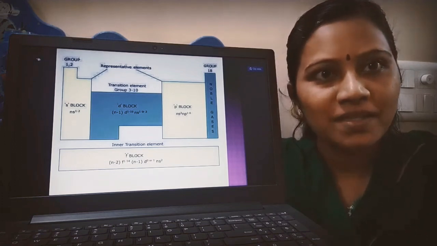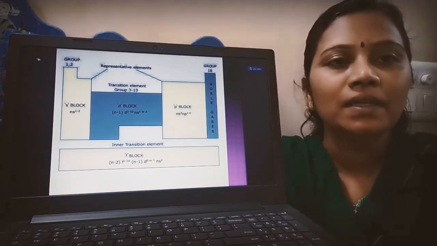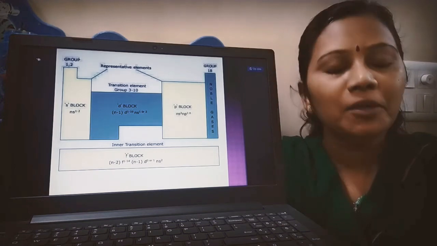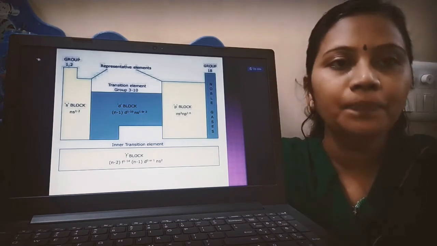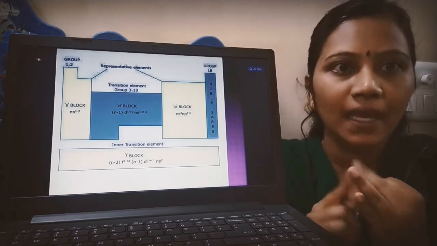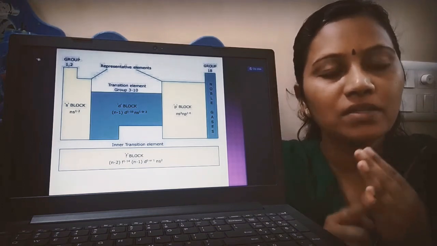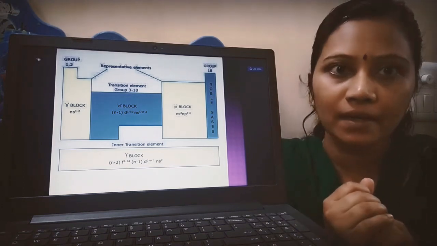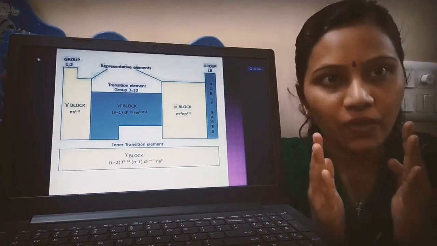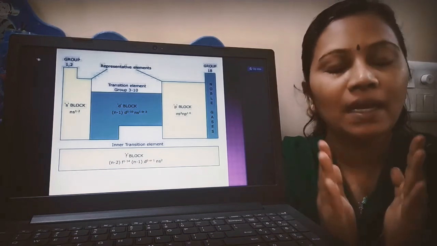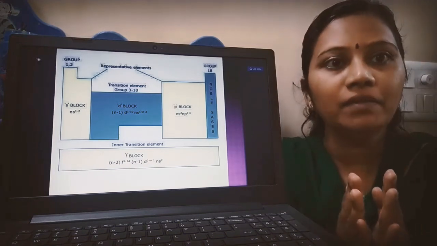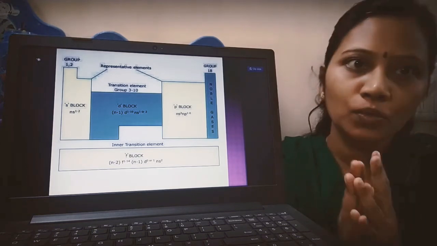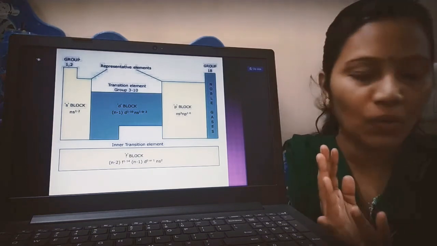Good morning students. Today we are moving to P block elements. Under P block elements we are going to see group 15, group 16 and group 17, 18. So these are the four groups which we are going to see under P block elements. We have from group 15 to group 18 elements. We are going to see all that.